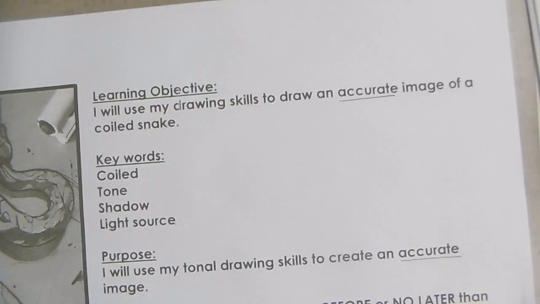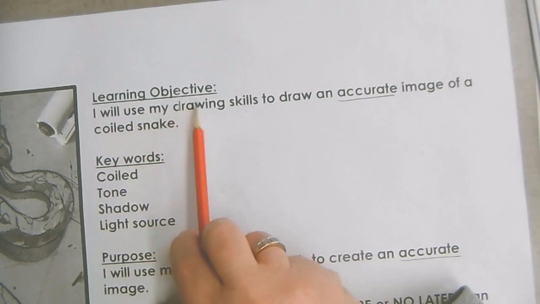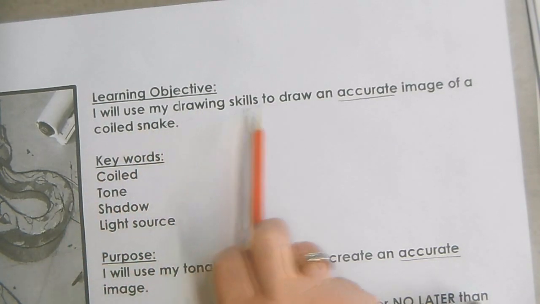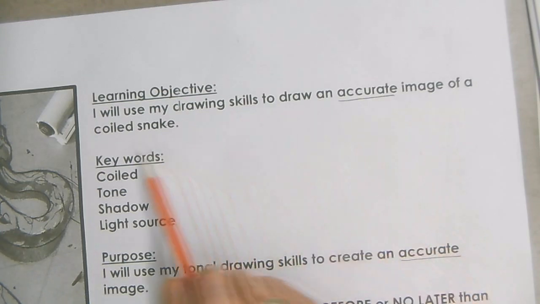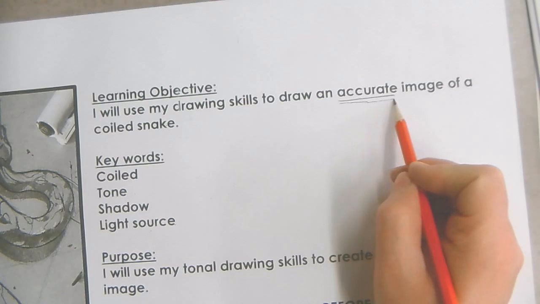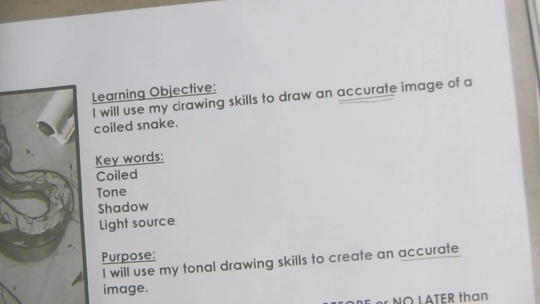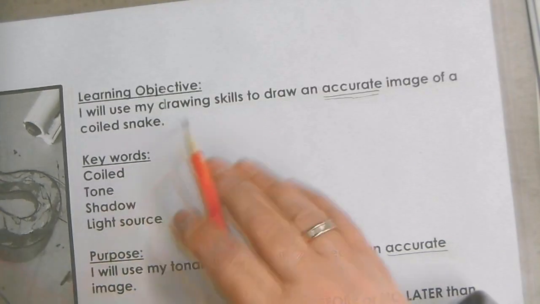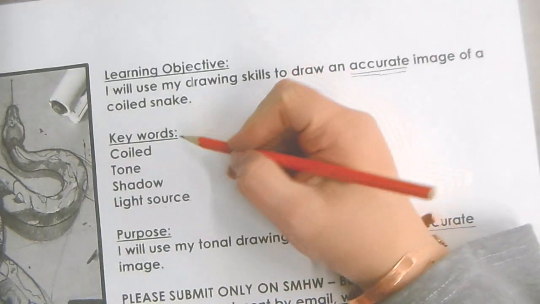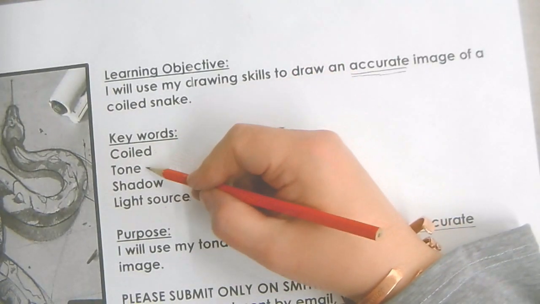Hi everyone. The learning objective today for the art lesson is: I will use my drawing skills to draw an accurate image of a coiled snake or a python. So the word accurate is really important, and the only way to do that is to actually look really closely at the image on the slide.